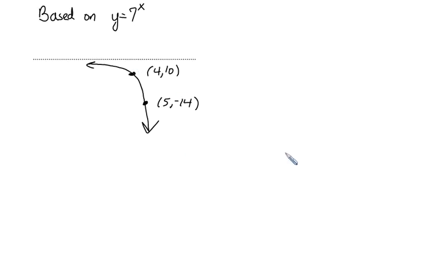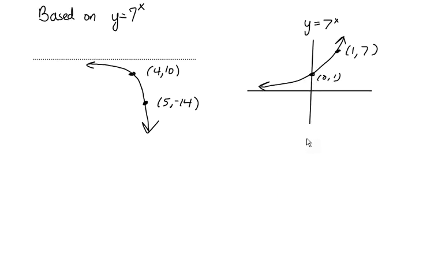7 to the x. The first thing that's probably worth considering is what does the basic shape, or the parent graph, of y equals 7 to the x look like? We're going to take just a second and put it on the screen over here. The parent graph of y equals 7 to the x, and all exponential functions, graph through the point 0, 1 as their parent graph. Then, when we plug in x equals 1, we get a y output of 7.